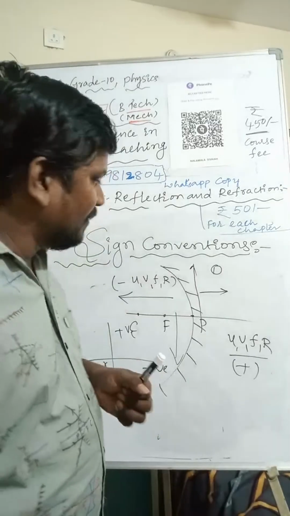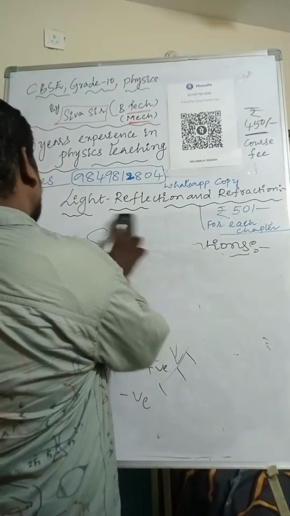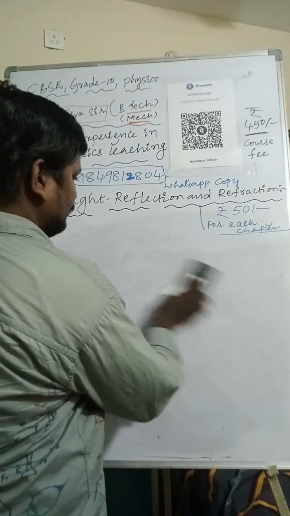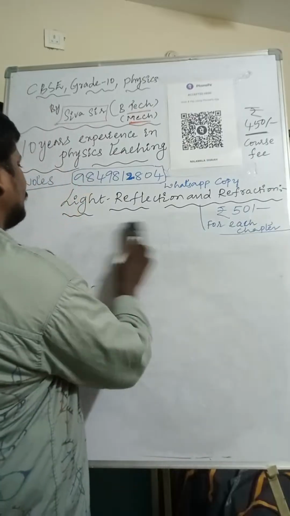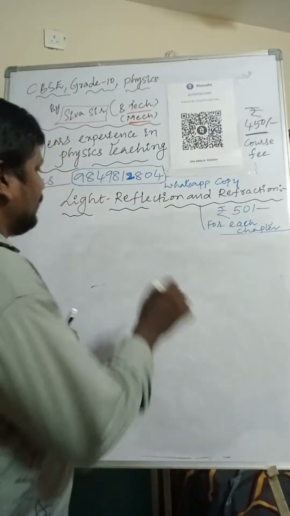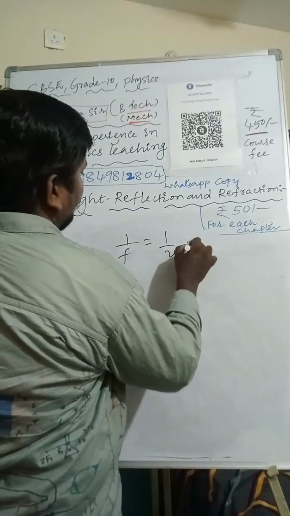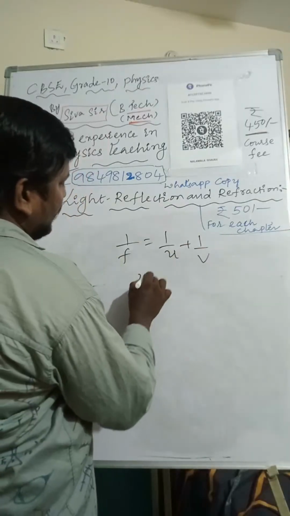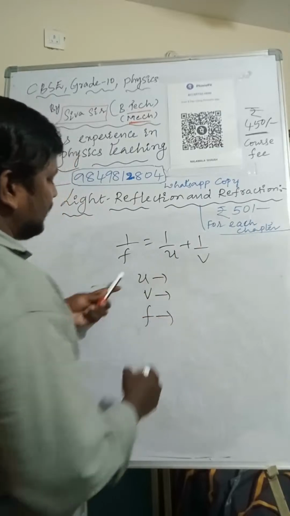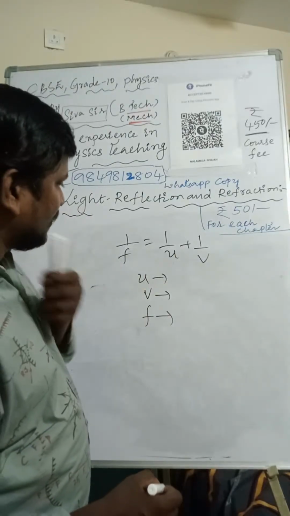Coming to the mirror formula. If you take the mirror formula, 1 by f equals 1 by u plus 1 by v. Here u is the object distance, v is the image distance, f is the focal length.